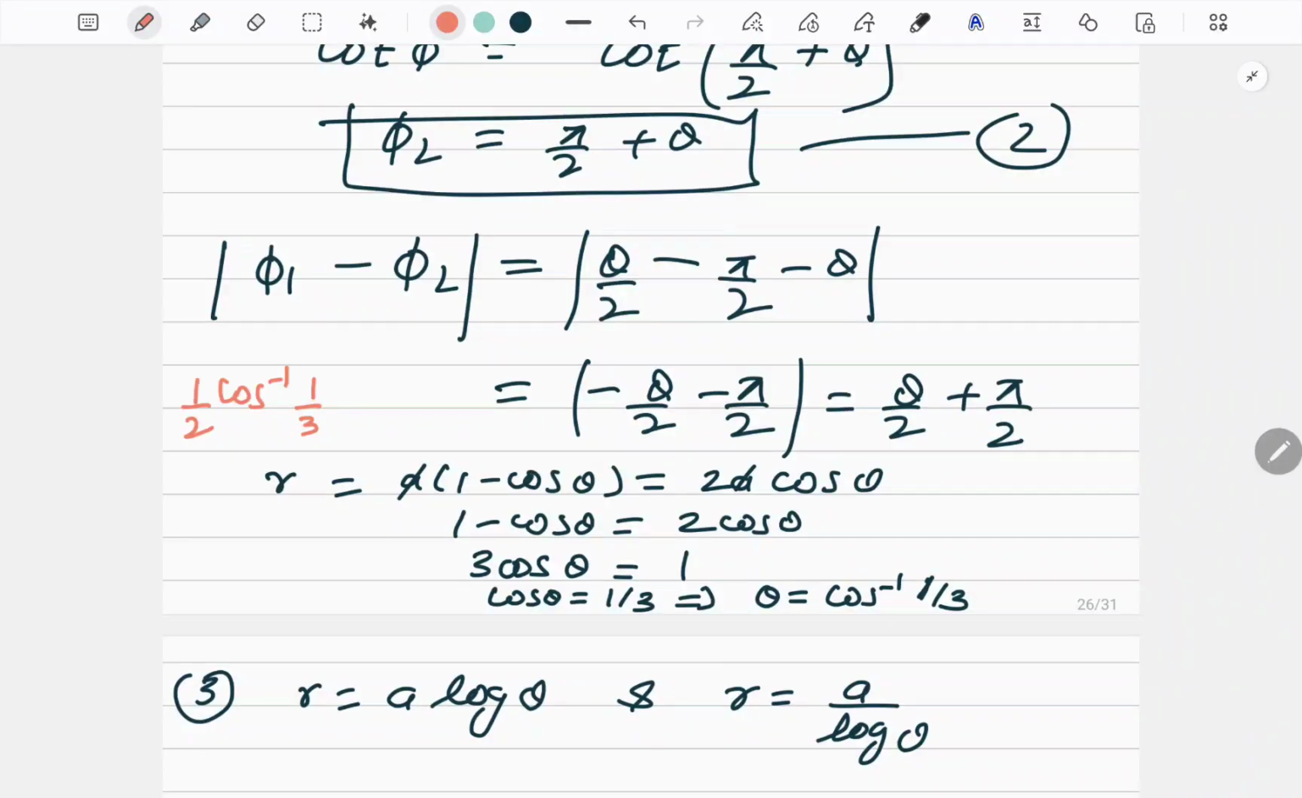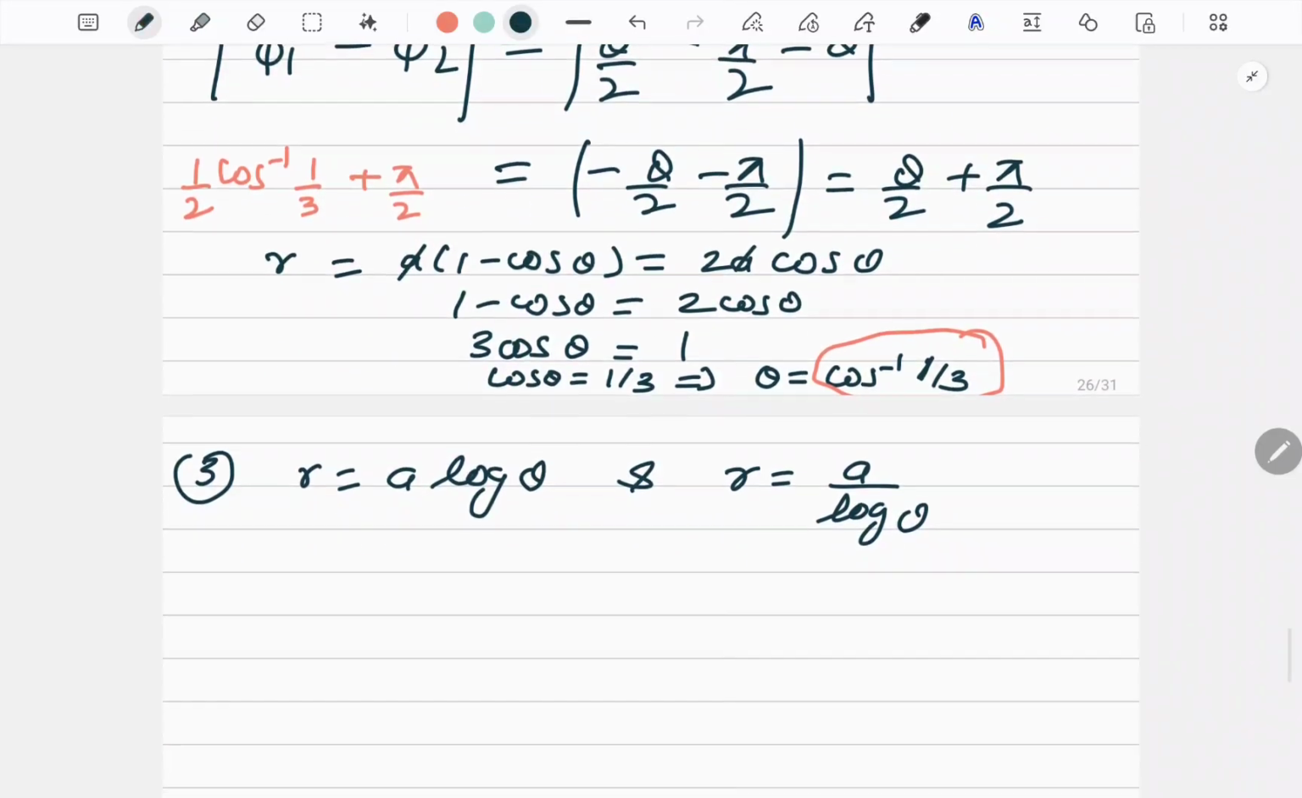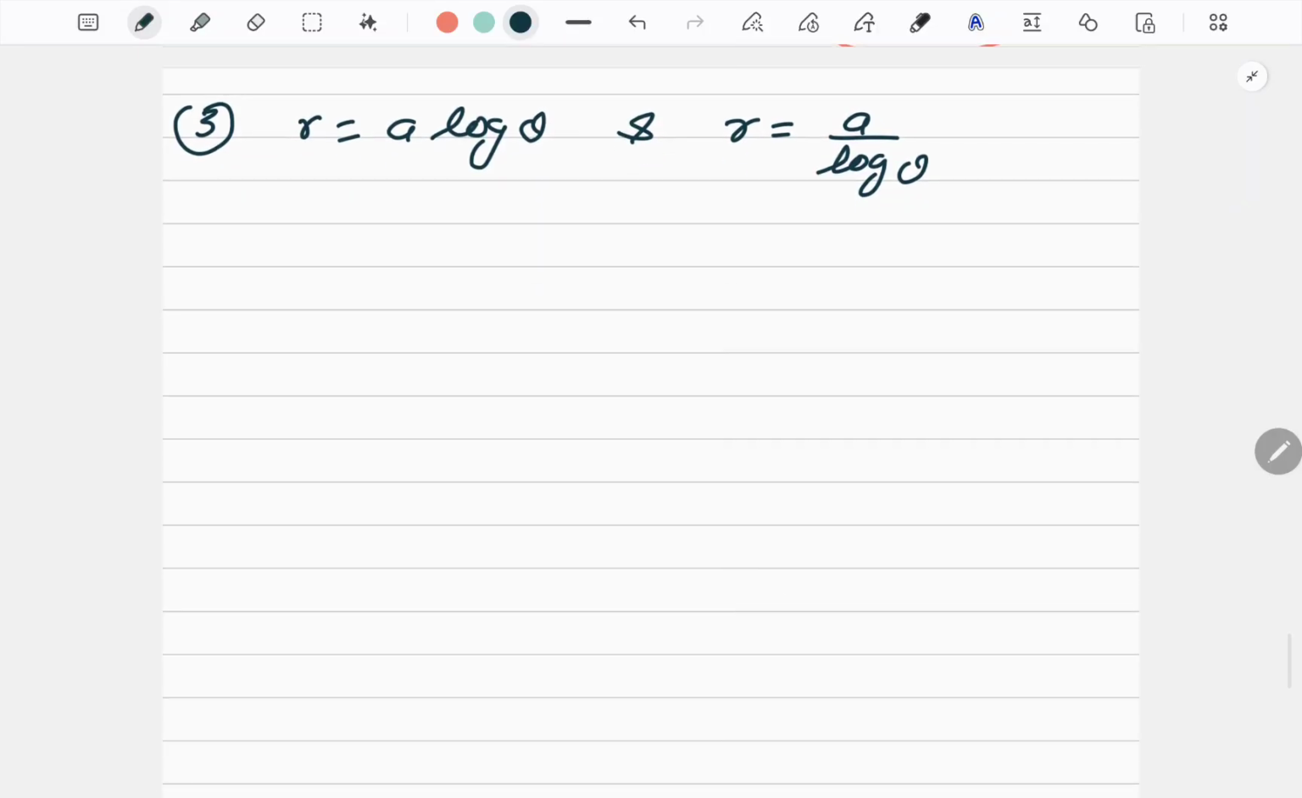Okay, in place of theta I have written cos inverse 1 by 3 plus pi by 2. Simple, so we are done. Now let's move to the next question. That is what you have to take care of: I should not have theta in my answer. Now let us do this question.